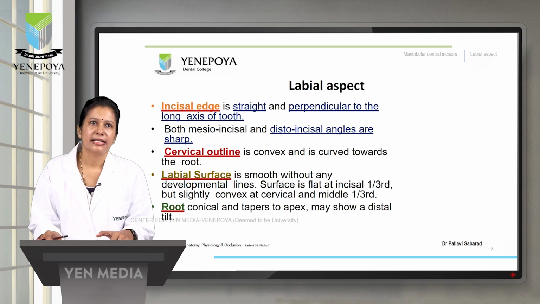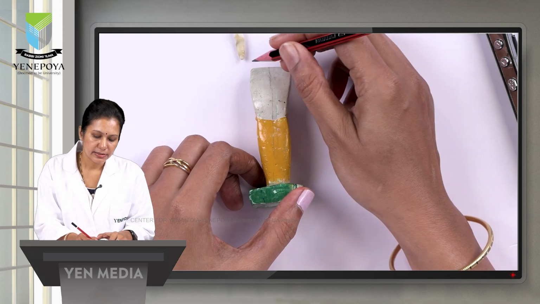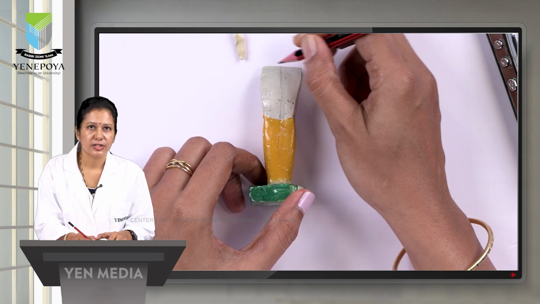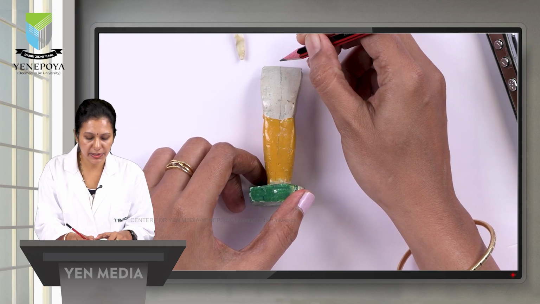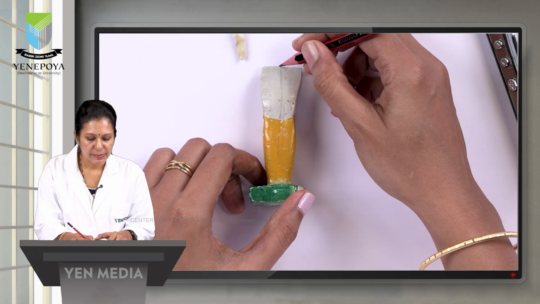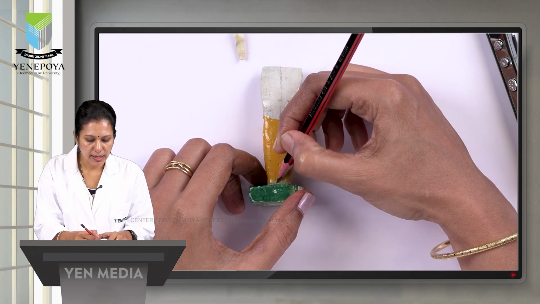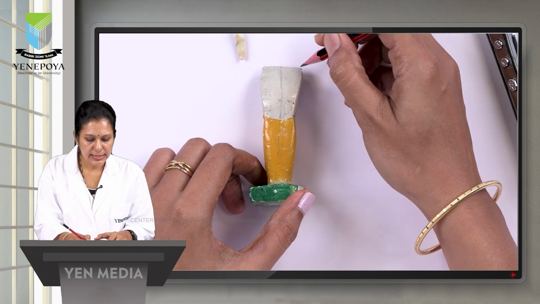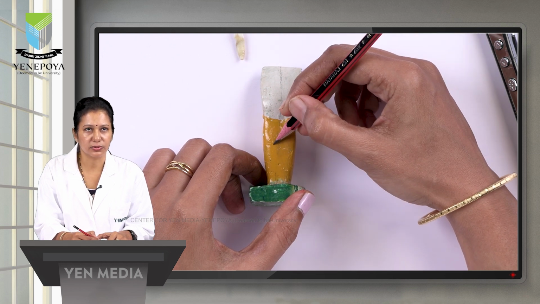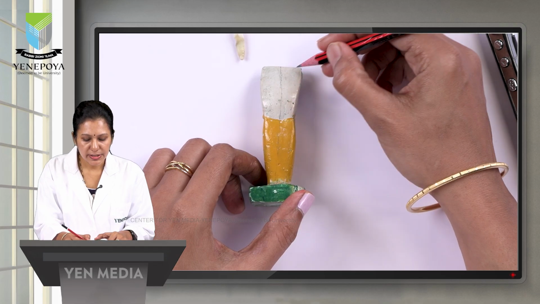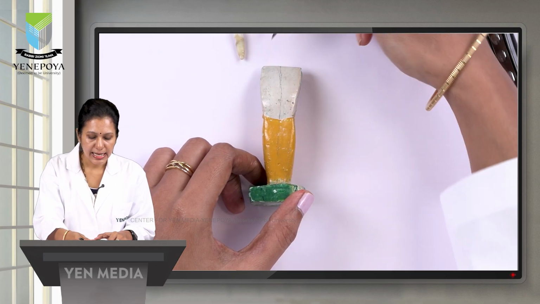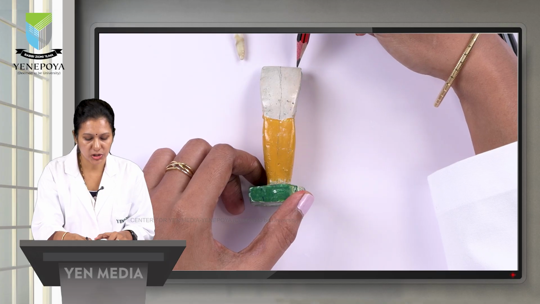Next, coming to the incisal edge, we could see that it is straight and perpendicular to the long axis of the tooth. The imaginary dotted line I have drawn shows this incisal edge is perpendicular to the long axis of the tooth, and both the mesio-incisal and disto-incisal line angles are sharp.